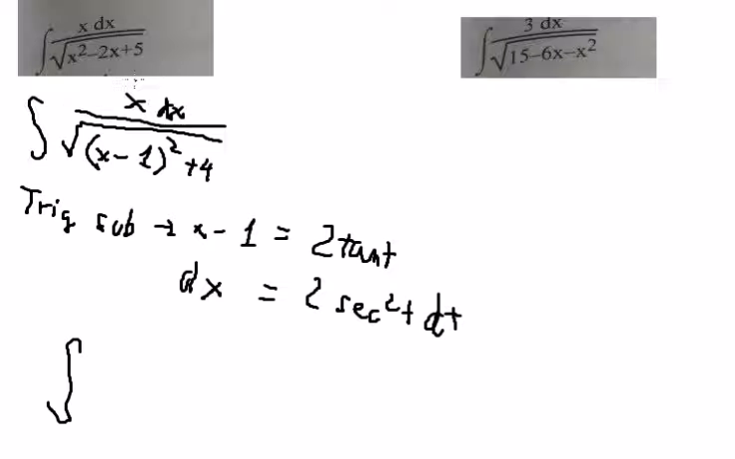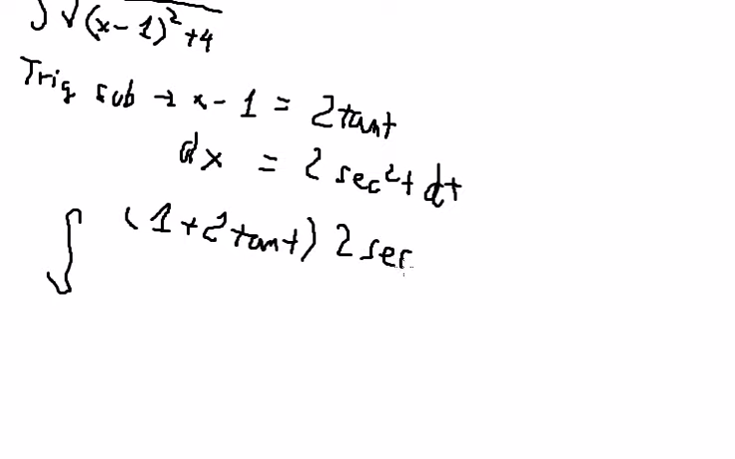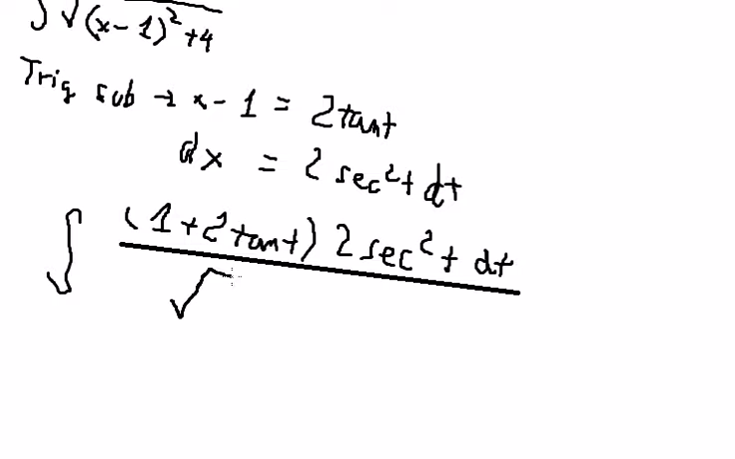So about x, we need to put negative number 1 go to the right, and you got about 1 plus 2 tan t. Dx, we change for this one. So about the square root, we have x minus 1 in here. We change for 2 tan t to the power of 2 plus 4.